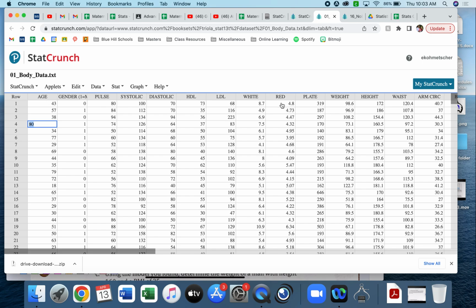White blood cell count, red blood cell count, platelet count, weight, height, waist circumference, I'm guessing is what that is. Then they do arm circumference, like probably around your arm, like right here, this fatty part of your arm.